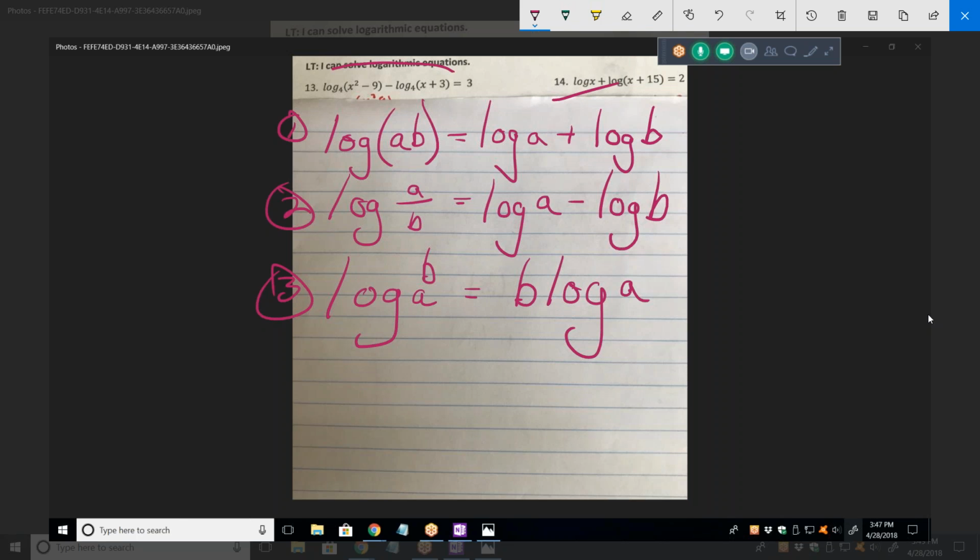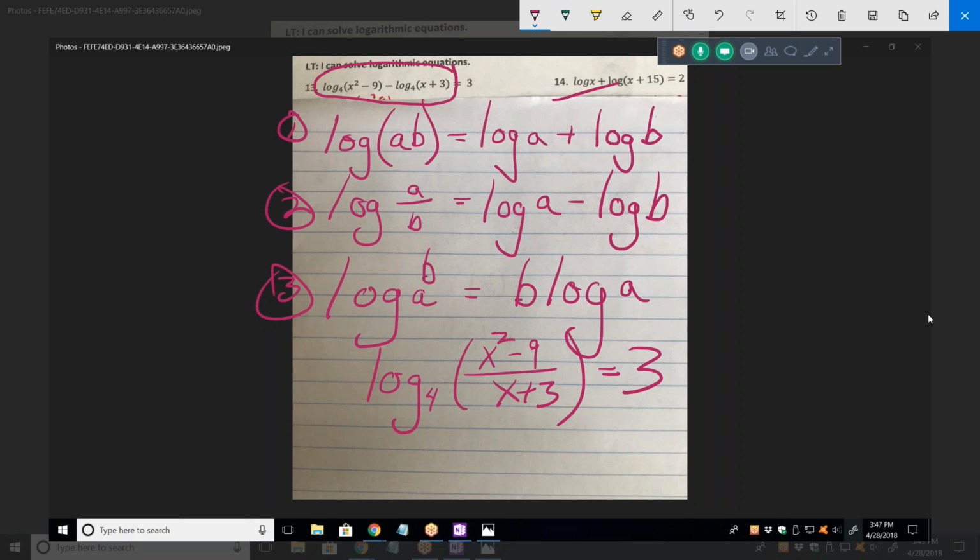So, in other words, this one right here, we have to condense. Which rule would you use? Don't use the second one. Correct. So what do we got? We're going to turn this into a single log. Now, these rules only work if the bases are all the same. And in this case, they are. So what goes in the argument? Isn't it x squared minus 9 all over x plus 3? That's all equal to 3. And it all equals 3.